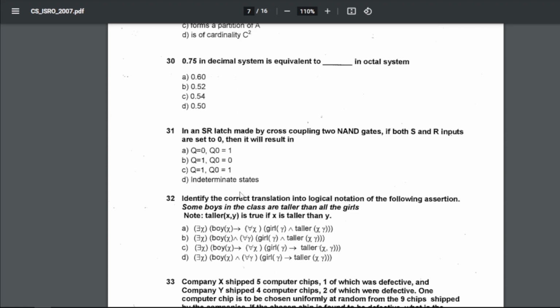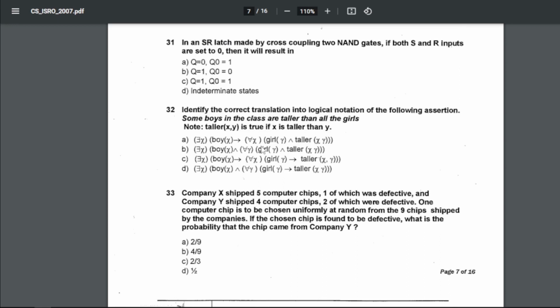Next is question number 31. In an SR latch made by cross coupling two NAND gates, if both S and R inputs are set to 0, then what will it result in? The answer is Q equals 1 and Q bar equals 1. But that was not in the options, so they would have given marks for all the options in this case. But the answer will be Q equals 1 and Q bar equals 1.